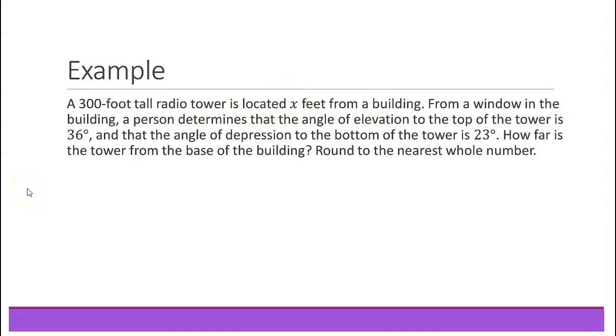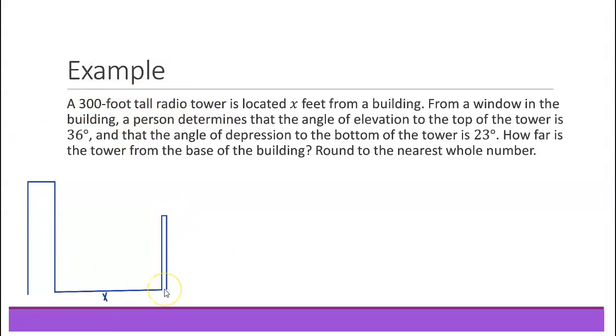What we'll do is start to sketch things out. I'm going to sketch my building over here. Then we have this radio tower, which I'll draw as a vertical line, or maybe a little skinnier thing. This is my radio tower, X feet away from the building. So I have this distance here of X, and the radio tower was 300 feet tall.